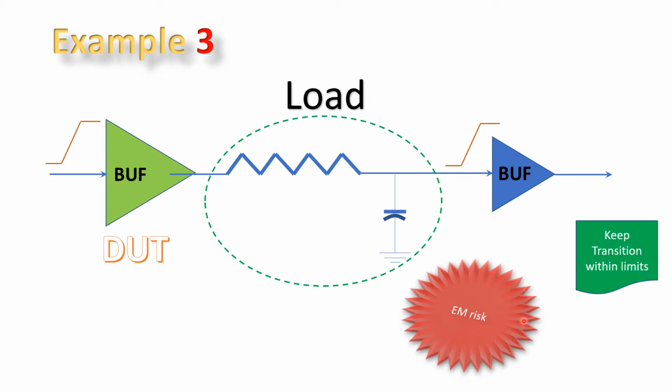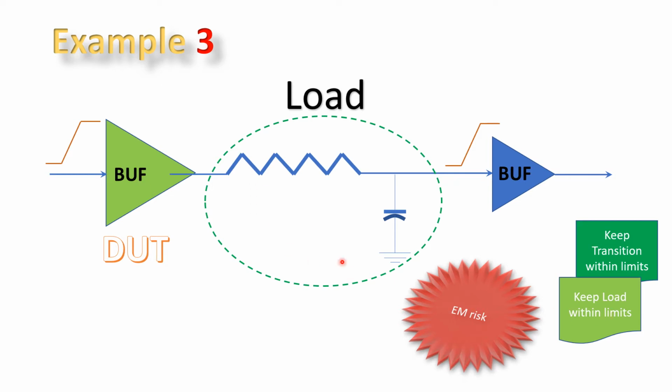The reason is that definitely we have handled and kept the transition within the limits. That means at the input of the sync cell, we have kept the transition within the limits, more or less same as this one. But if you observe, that is not it. The load has increased tremendously, and hence we have increased the buffer strength, the drive strength of this buffer. So this one is leading to EM risk.